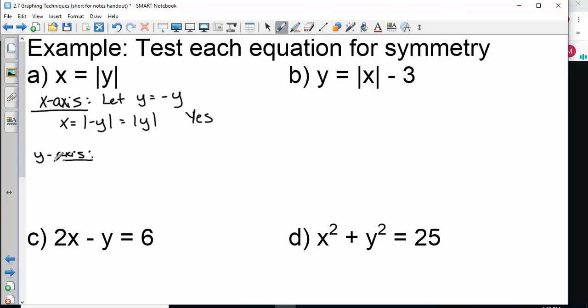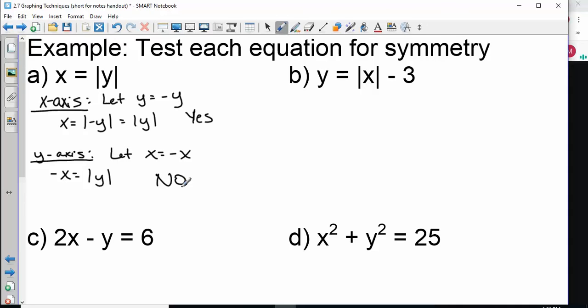To check the y-axis, you replace your x with a negative x, so make the opposite variable negative. If I do that, is there anything I can do to this to turn it back into the original equation? No. So it is not symmetric to the y-axis. Is that okay?